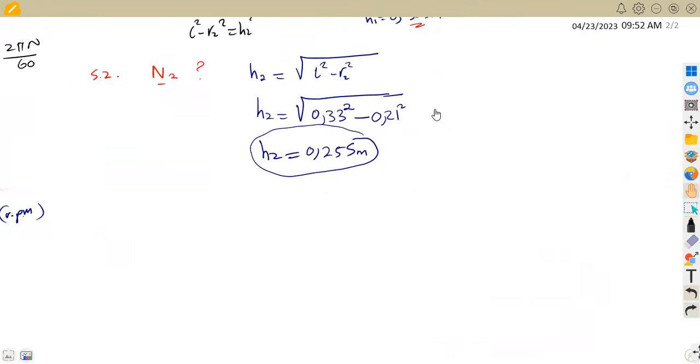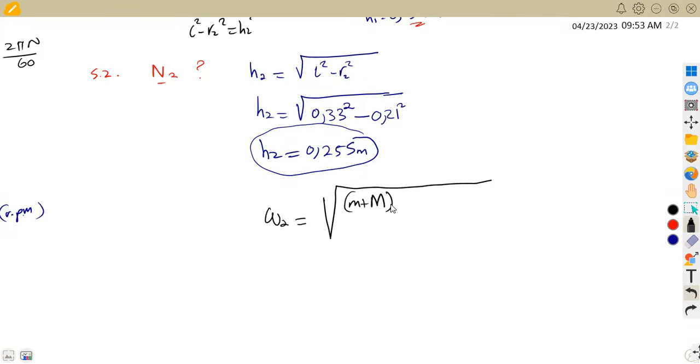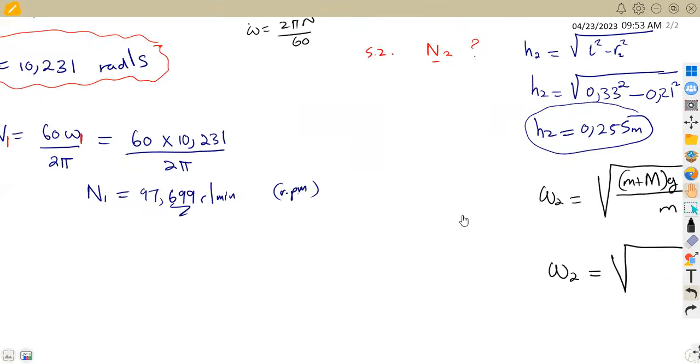So we said in this case, from our formula now to calculate omega 2, our formula was given by the square root of the mass of the balls plus the mass of the sleeve times gravitational acceleration minus the frictional force over the mass of the balls times H2. All right. With the whole information given, that means we can calculate our omega 2. That is the mass of the balls plus the mass.